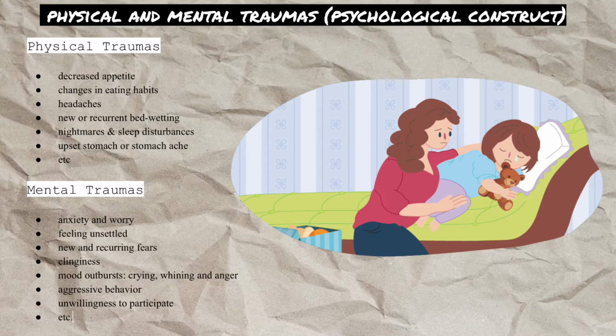These usually are very easy to find, and children will often show these symptoms more than not, but it is still very important that we try and understand that these can not only be causes of illnesses presented when you are young, but it can also be symptoms that maybe these stressors are beginning to show in these children. Alongside physical traumas, there are also mental traumas, which include anxiety and worry, feeling unsettled, new and recurring fears, clinginess, mood outbursts, crying, whining and anger, aggressive behavior, unwillingness to participate, etc.